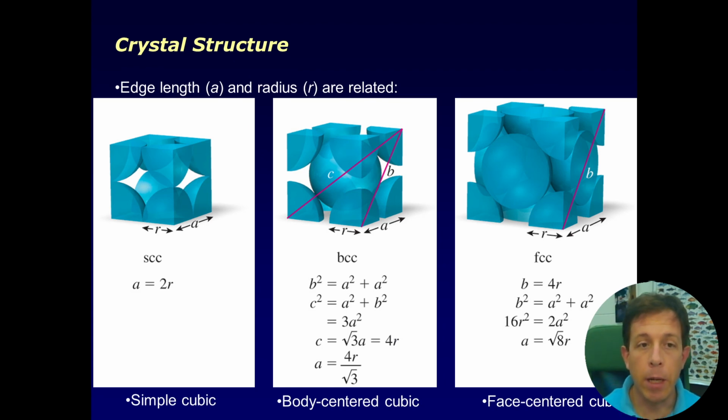We can also make a relation between the edge length and the radius of these unit cells. For a simple cubic, the edge length a is just twice the radius of the atoms or the ions inside. And for a body-centered cubic, it's a little bit more complicated because there's a little bit of space between the edge atoms because of the center atom right here. So the edge length a is given by 4 times the ion radius or the atomic radius over the square root of 3. And for a face-centered cubic, the edge length is given by the square root of 8 times the radius of the atom.